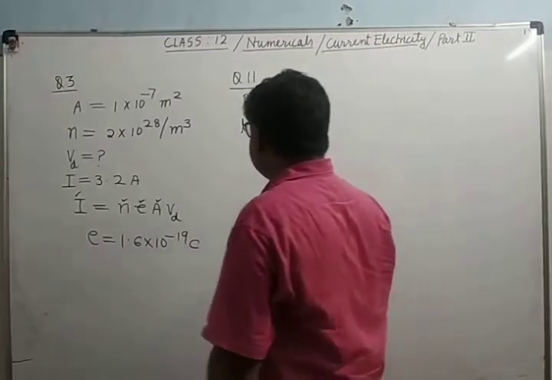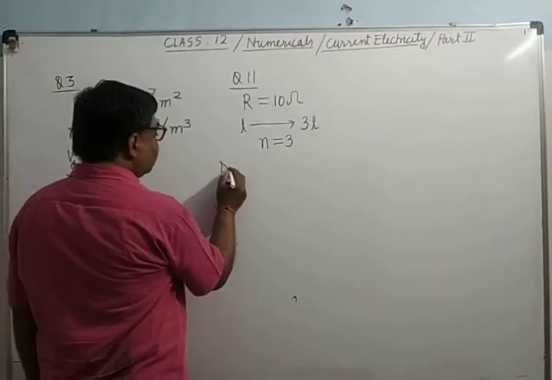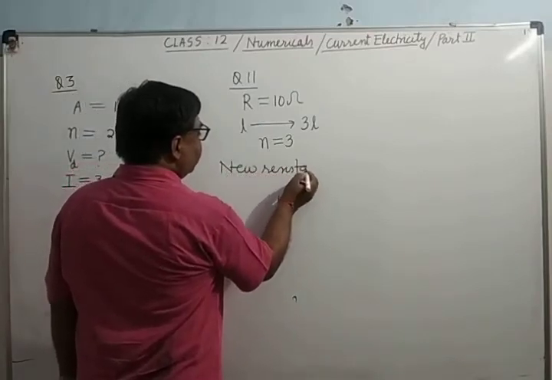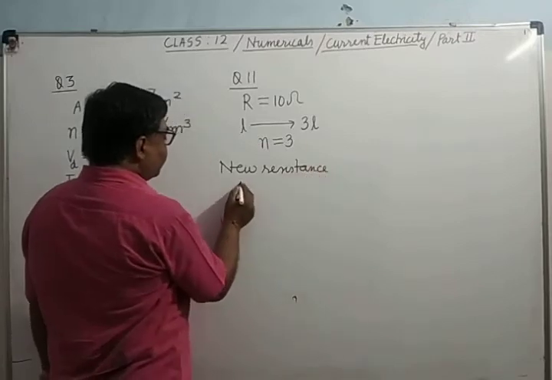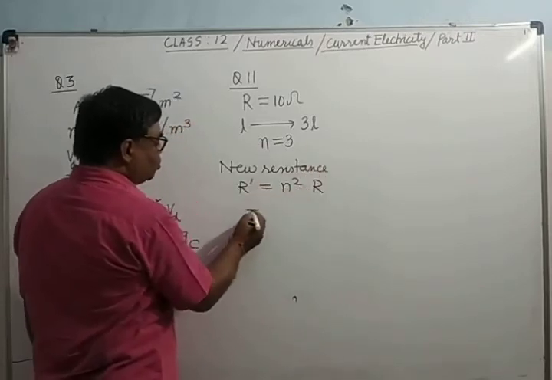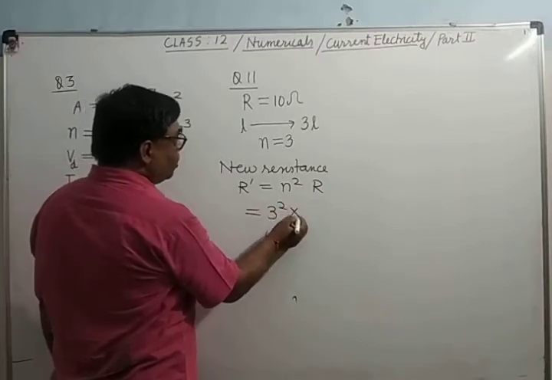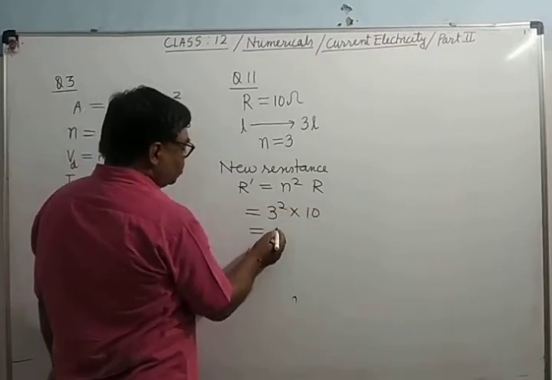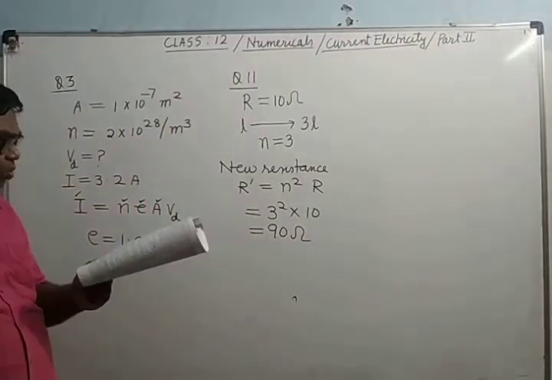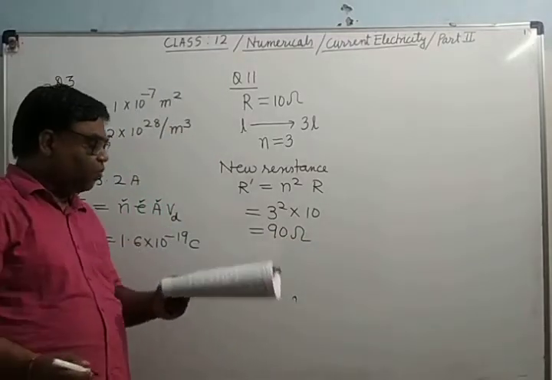Length increases 3 times. So what will be the new resistance? R dash equals n square into R. So what is n square? 3 square into R, which is 10. That is equal to 90 ohm. This is 90 ohm. Then question number 14.